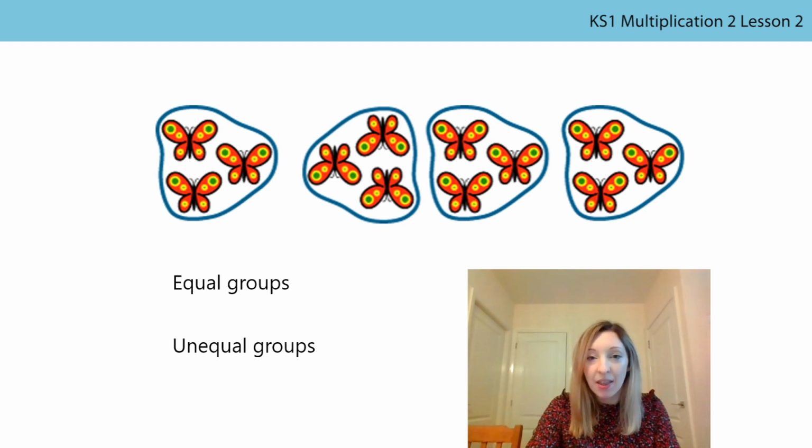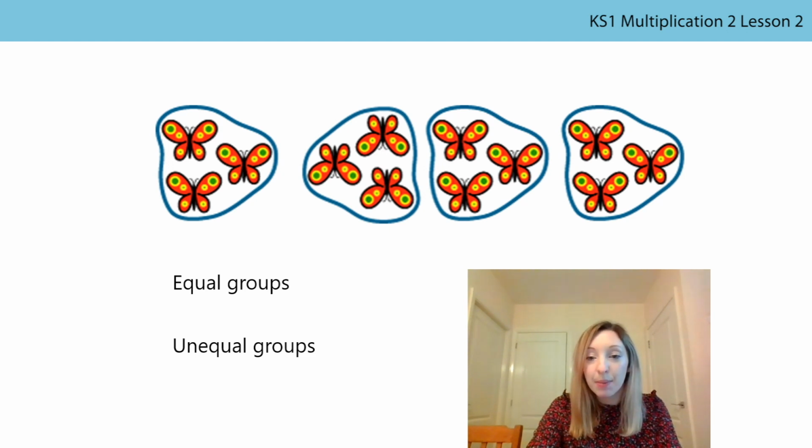Did you notice that the butterflies in one of the groups are upside down? They're flying down to the ground, aren't they? Do you think that matters when we're looking at our equal and unequal groups? No, you're right, it doesn't, does it? Because what we need to look at to determine if the groups are equal or unequal is, are there the same number of butterflies in each group, or is there a different number of butterflies in each group?